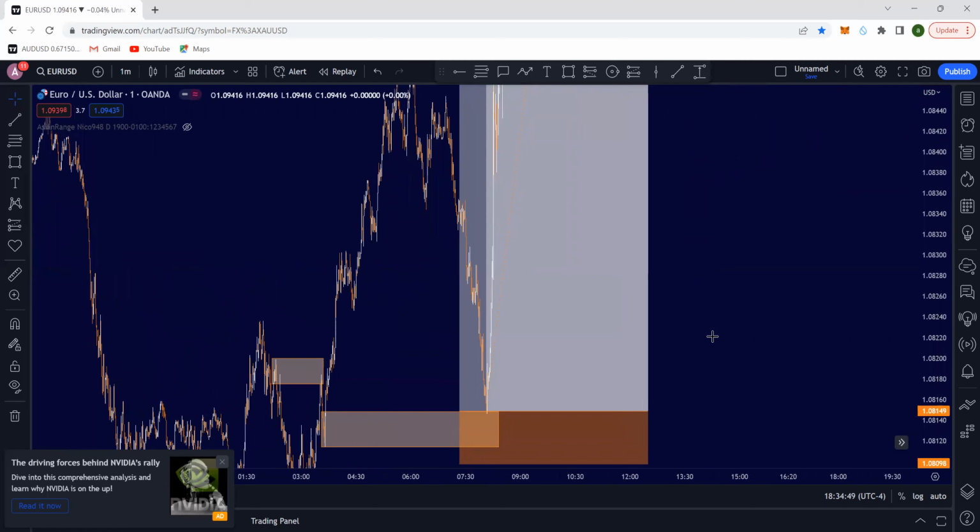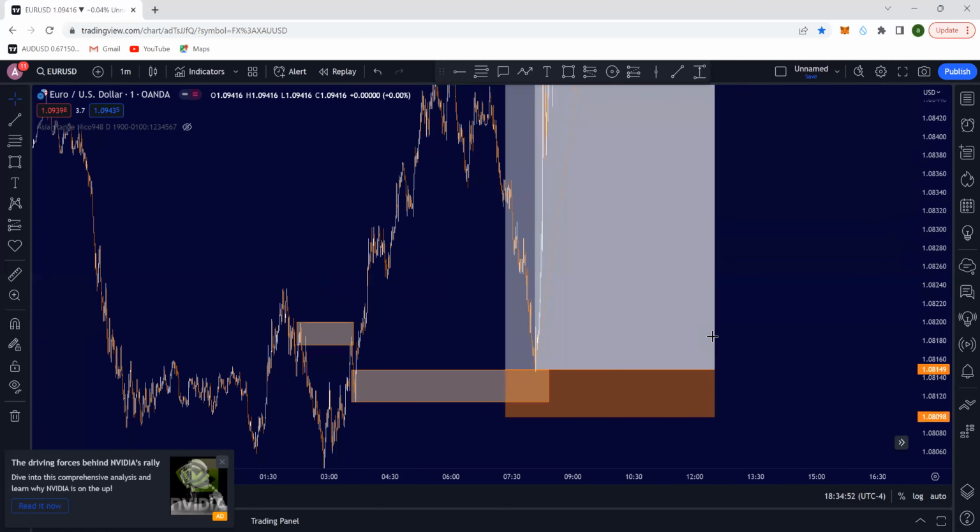So this is a flip. Now I'm showing you guys this flip on a 1 minute time frame. As you can see, my time frame here is the 1 minute time frame, right? As you can see, it tapped a supply here, right? You can see the supply comes with a break of structure.